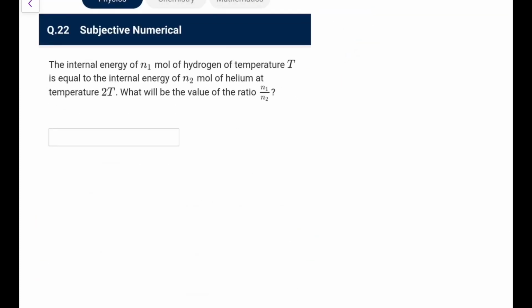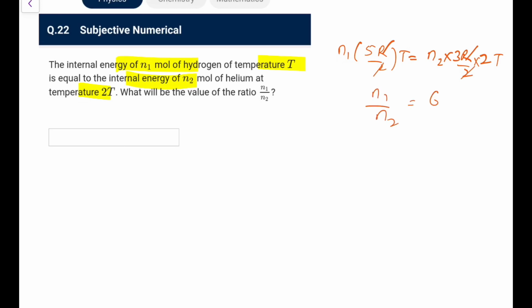Internal energy of N1 moles of hydrogen at T temperature equals internal energy of N2 moles of helium at 2T. So you know, hydrogen is diatomic, so N1 into 5R by 2 into T is equal to N2 into helium, which is monoatomic, 3R by 2 into 2T. So this R by 2 goes. So the ratio N1 by N2, if you solve, is 6T upon 5T. So that is 6 by 5, 1.2 you can go for.